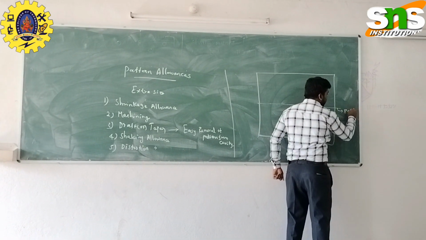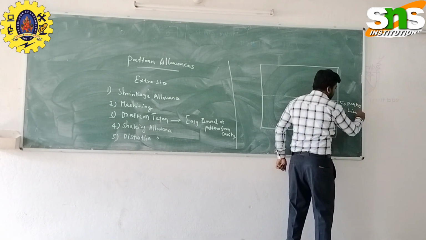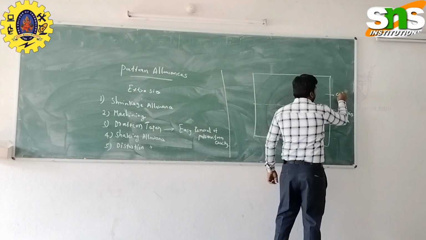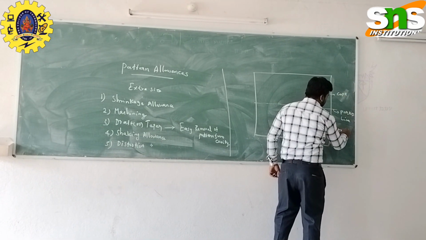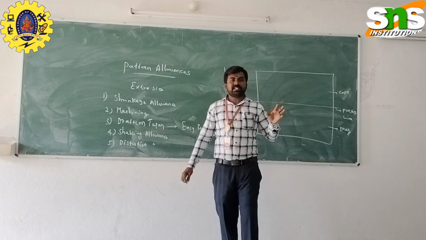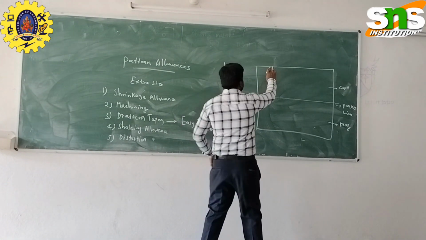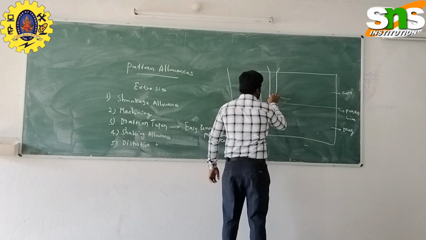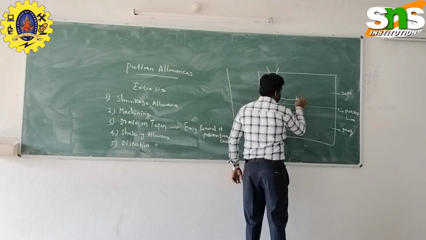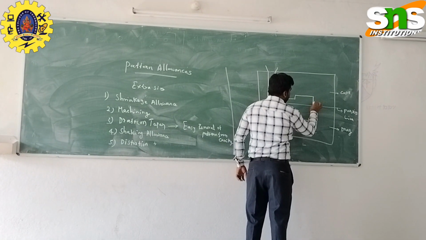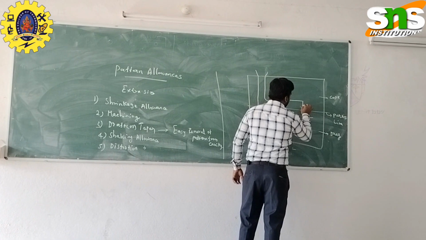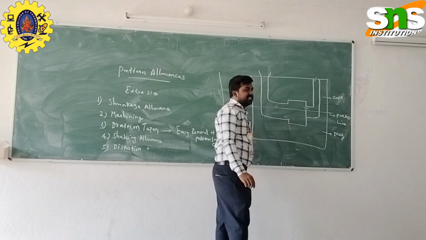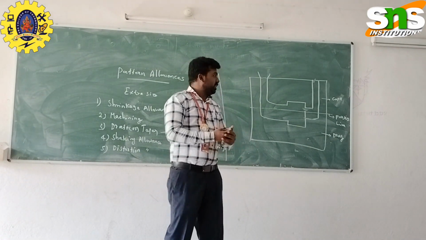So this is the parting line. As already discussed, the upper portion is called the cope. The lower portion is the drag. So this is the split piece type of pattern. Consider this is the simple representation of the casting process.